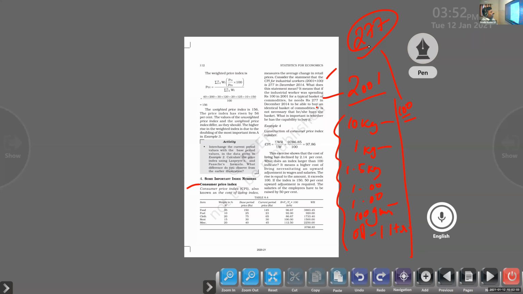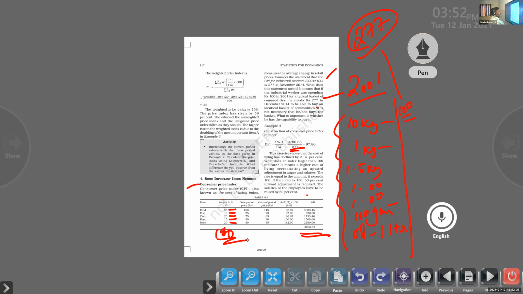Okay, so we are explaining that with the help of an example here. Construction of the consumer price index number, that is CPI, is equal to sigma WR, W into R, weight into price relatives. That is already calculated in this table, you can see that. 9786.85 divided by the sum of the weights. The weight is always 100 there, that is 35 plus 10 plus 20 plus 15 plus 20, 100, right?